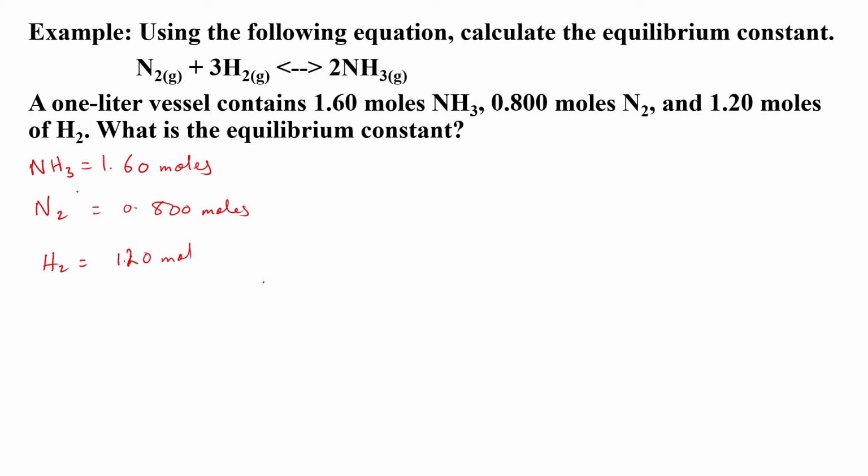Okay, so moles of ammonia, nitrogen, and hydrogen are given, and these moles are in 1 liter. The formula for molarity is moles per liter volume. So if you divide these moles by 1 liter, you will get the same molarity, right? So I will just write down that this is the molarity of ammonia, here we have the molarity of nitrogen, and here we have the molarity of hydrogen.